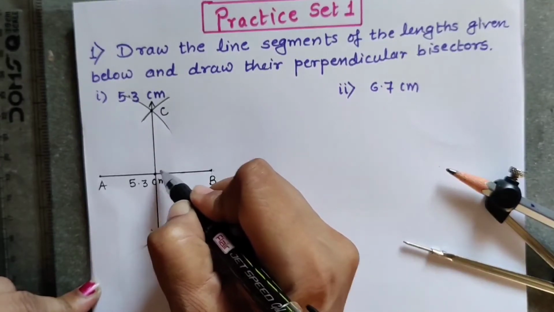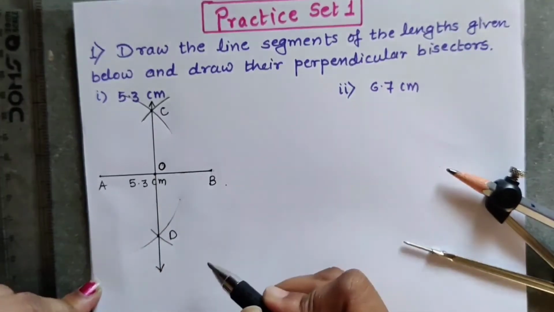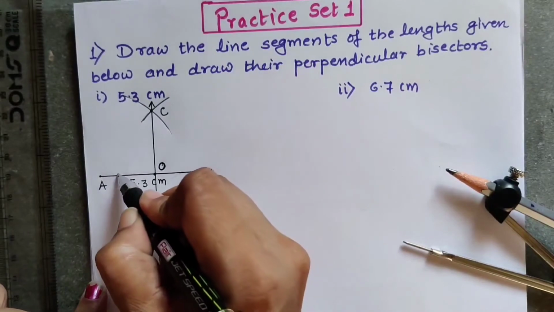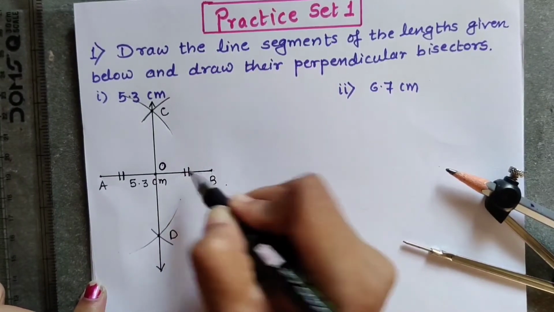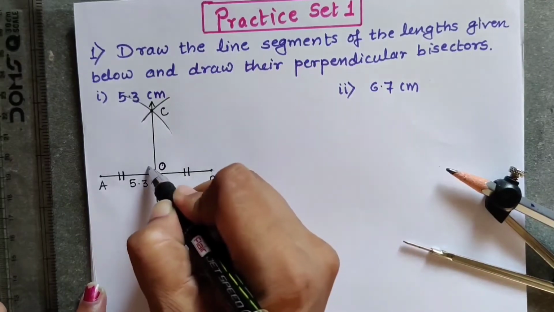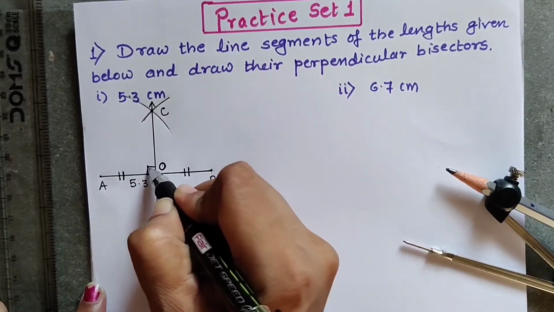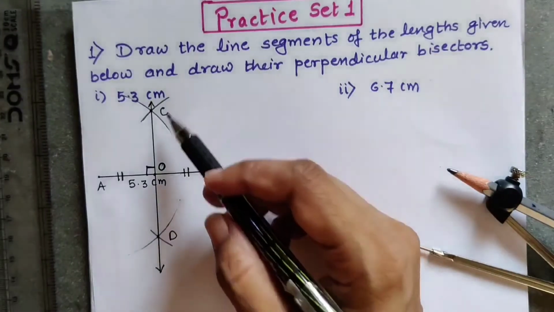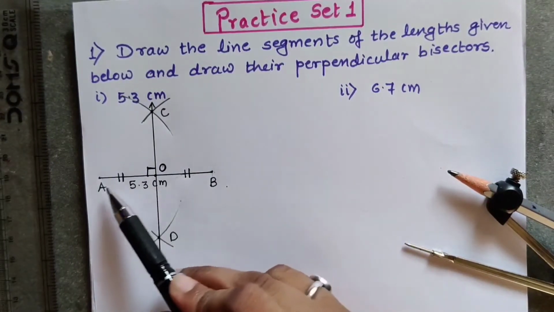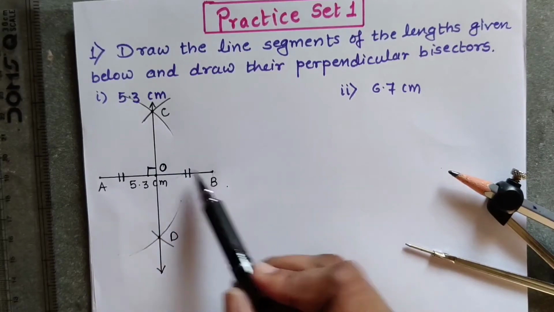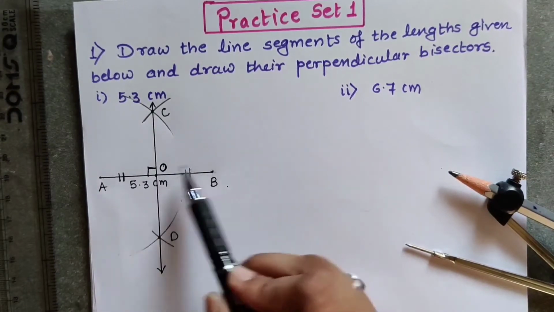We can give any name to the midpoint of segment AB. We have to show these 2 equal parts by drawing 2 small lines, the same symbol, and here a 90-degree angle is formed, and that's why CD is called the perpendicular bisector. So all these angles are 90 degrees and AB is divided into two equal parts, AO and BO.